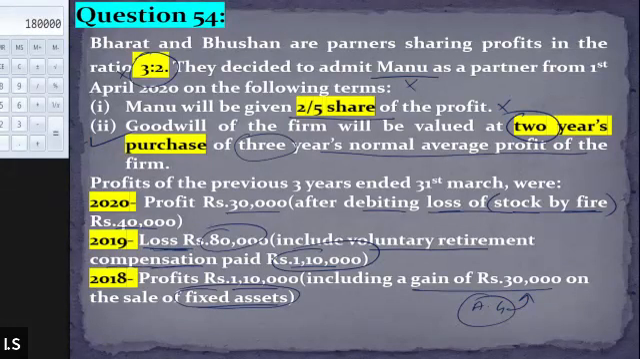And you must have divided it by 3. So 60,000 is the average profit, and you then multiply it by 2, right? So you must have got 1,20,000 as the goodwill. Yes, sir. Yeah, that is right. Perfect. Very good. 1,20,000 is the correct answer.